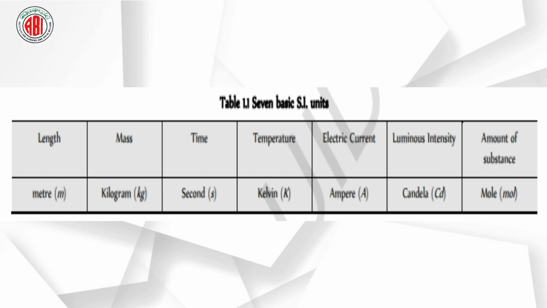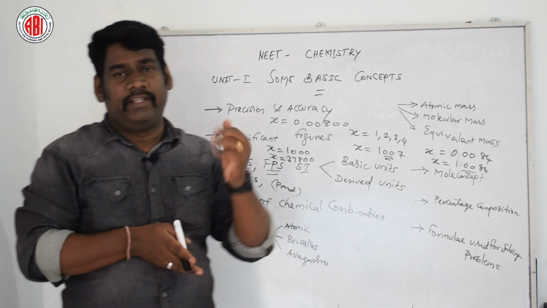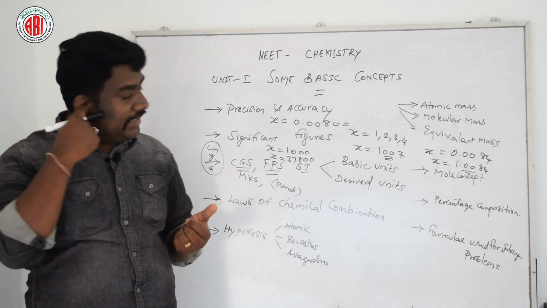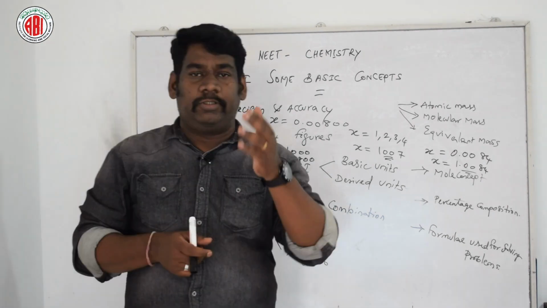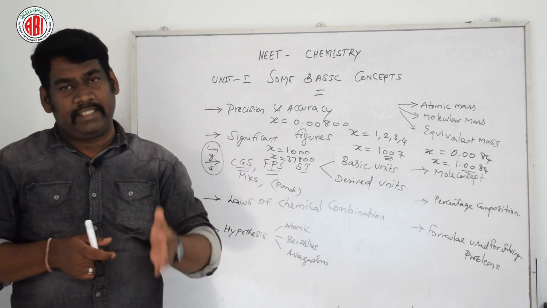If you look at this table, you will be able to understand. There are 7 basic units we are following, with 7 basic measurements. The first one is length, which is measured by meter, symbol m, and then mass, which is measured by kilogram, symbol kg, then time, which is measured in second, symbol s, then temperature. Actually, temperature we measure in 3 different scales: Celsius scale, Fahrenheit scale, and Kelvin scale. We will discuss that in detail in a further chapter. The SI unit for temperature is Kelvin, measured with the letter symbol K.